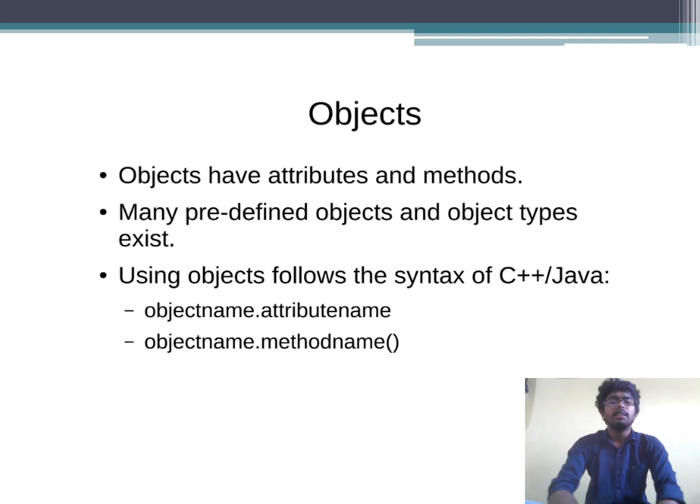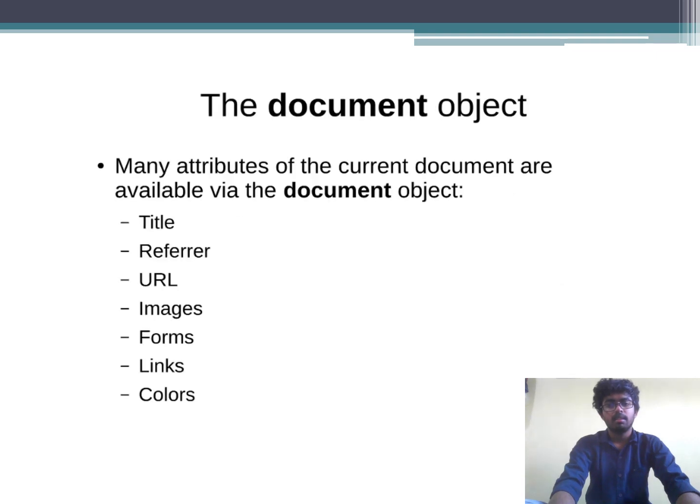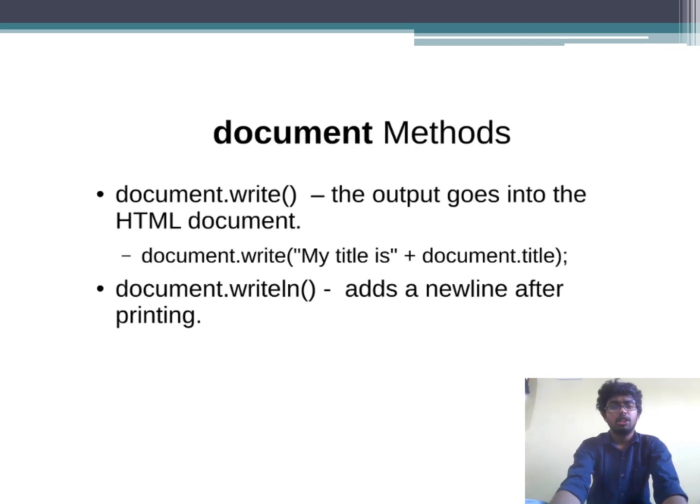Objects have attributes and methods. Many predefined objects and object types exist. Using objects follows the syntax of C++ and Java. The document object. Many attributes of the current document are available via the document object: title, referrer, URL, images, forms, links, colors. Document methods.